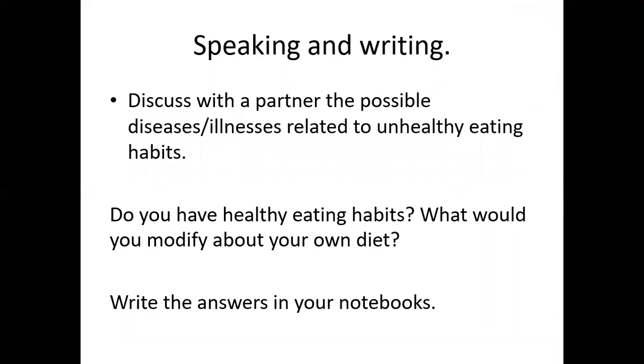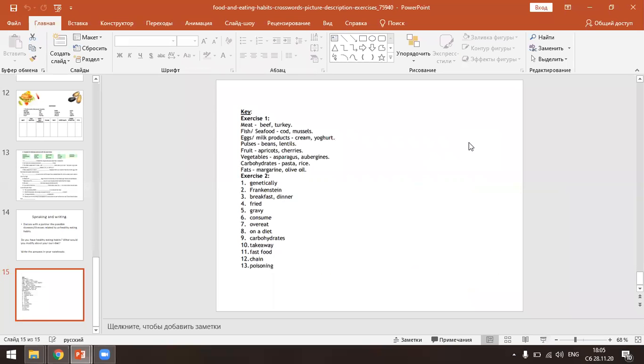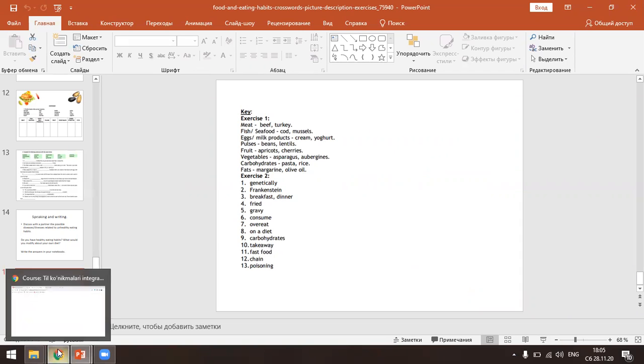We have some speaking and writing activities. You can discuss with a partner the possible diseases and illnesses related to unhealthy eating habits. Do you have healthy eating habits? What would you modify about your own diet? Write the answers in your notebooks. With this, we finished our presentation, and now let's go to the Moodle platform again and check today's assignment.